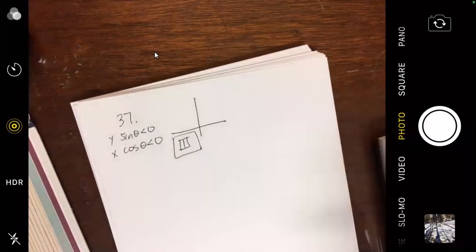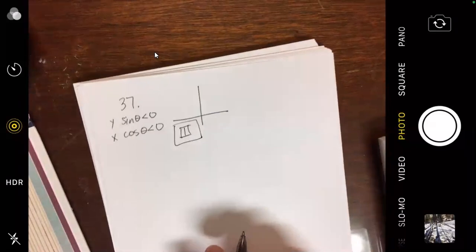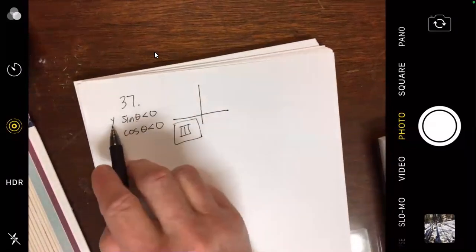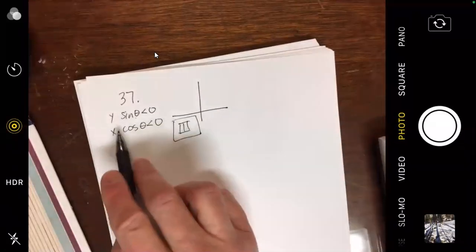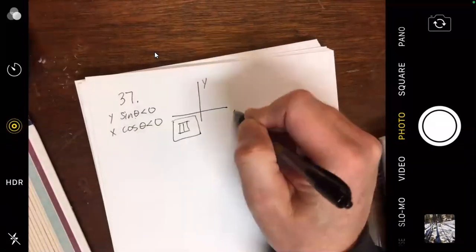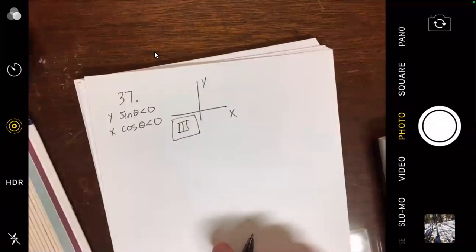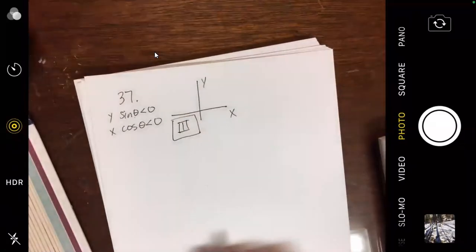Not a lot of work to show. They just want you to associate a sine of theta with the y coordinate, cosine of theta with an x coordinate. You translated the y and x, and you know which quadrants y and x are positive and negative. It's pretty obvious.